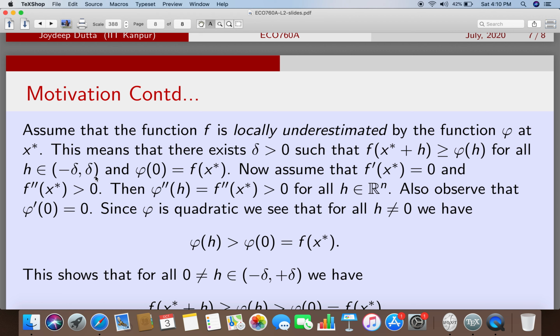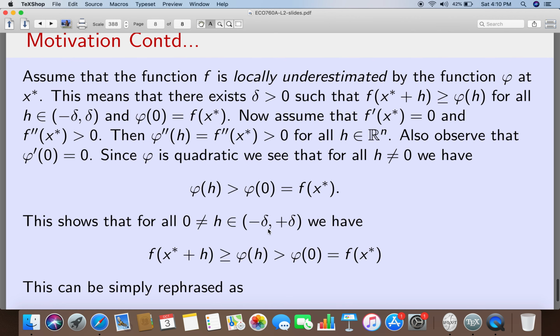It doesn't matter. We have taken h to be from minus delta to plus delta. So for h in minus delta to plus delta also this is true. So phi of h is strictly bigger than phi of 0, which is equal to f of x star. So that shows that for any h not equal to 0 but lying in minus delta to plus delta, we have f of x star plus h greater than phi of h, which is strictly greater than phi of 0, which is equal to f of x star.